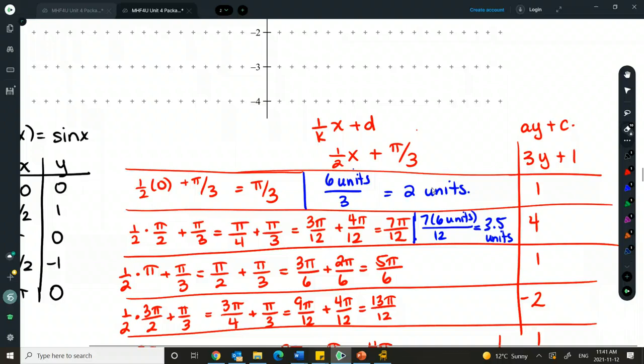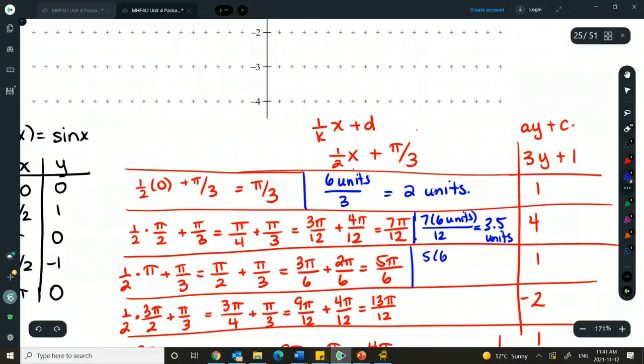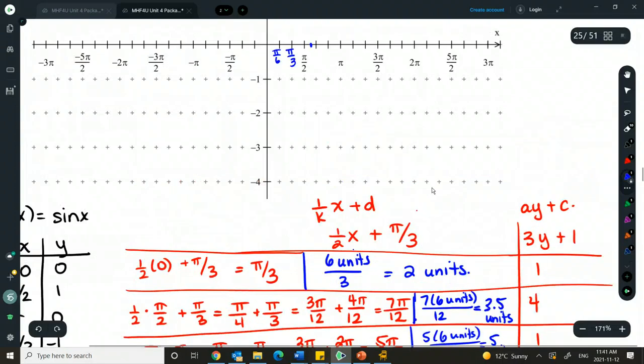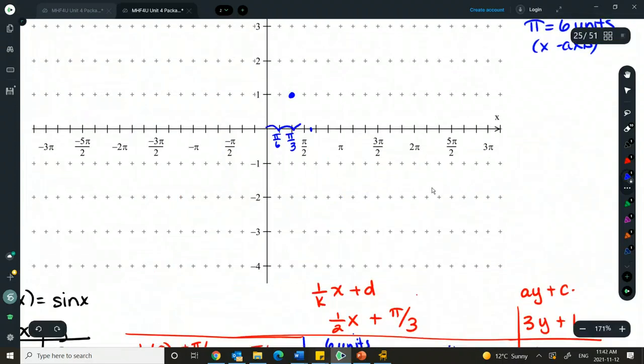Okay, next one, 5 pi over 6. If I want to calculate the units, 5 times 6 units over 6 should just really leave me with 6 and 6 will cancel. I have 5 units. So 5 units, I'm going to count 5 units over and plot that point at 1. 1, 2, 3, 4, 5 at 1.